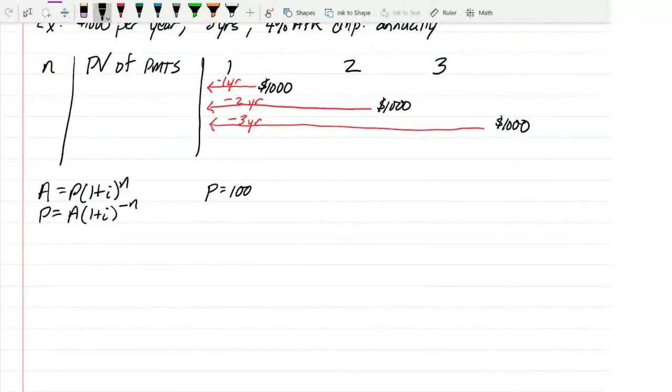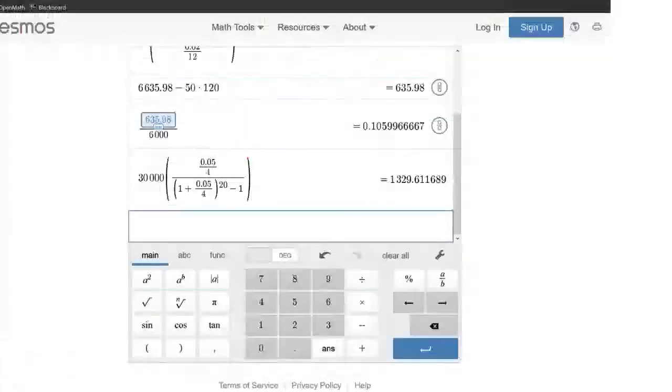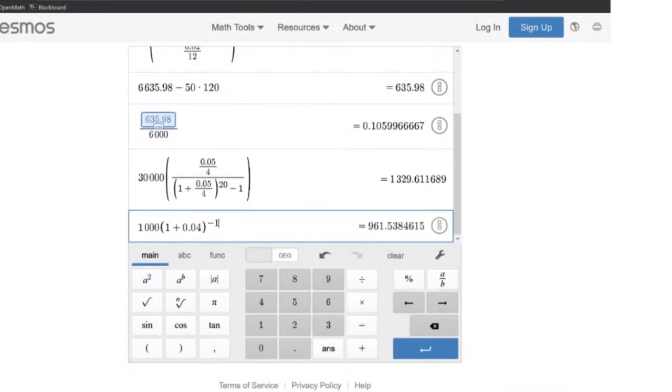So let's calculate. I've got 3 different ones to calculate. The first one is 1,000 times 1 plus my i, which was 4%, 0.04, not subdivided, with 1 year backwards, minus 1. Well, let's ask the Desmos calculator what that is. 1,000 times 1.04 to the negative 1 power. So that's 961 and 54 cents.